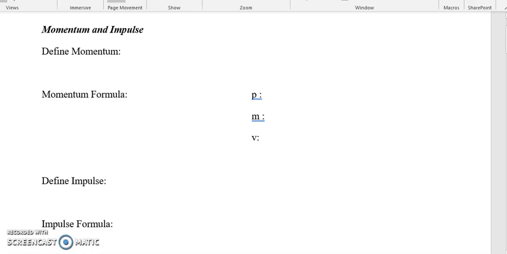Welcome to Physics 30, Momentum and Impulse lesson. First question we should probably be having if we're talking about a new topic on momentum and impulse is, well, first of all, what is momentum? Now, the definition of momentum is simply the product of mass and velocity.